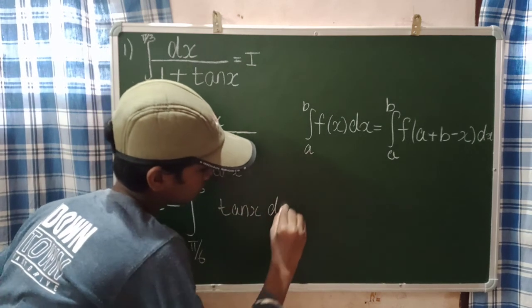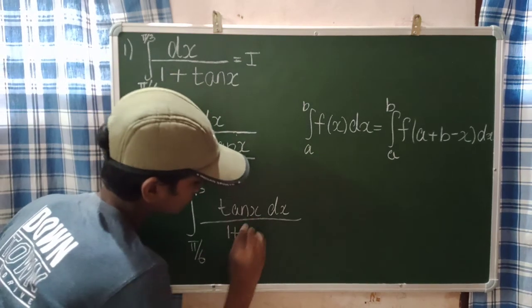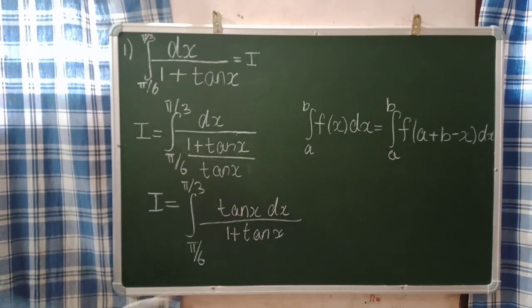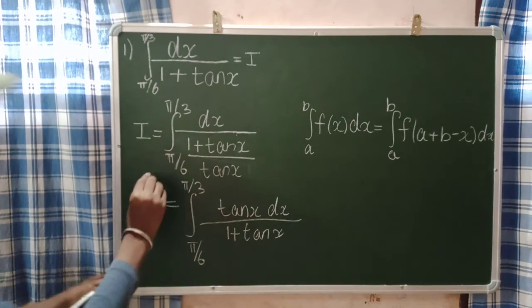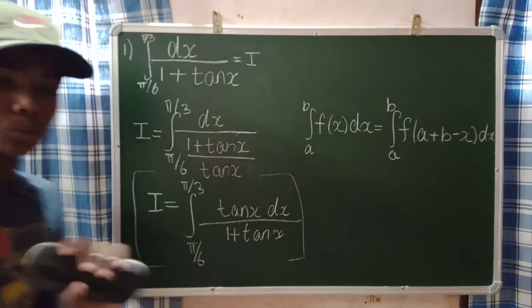of dx divided by what will be left in the denominator? 1 plus tan x. Just I'm taking your tan x to the numerator as it is in division in the denominator. So 1 plus tan x, this is what I'm having. This is a new form of integral which we got using your King's rule.